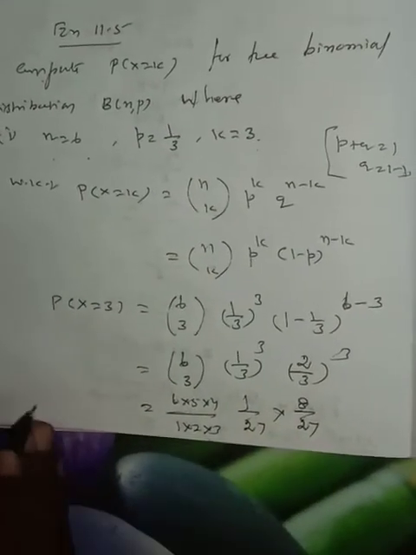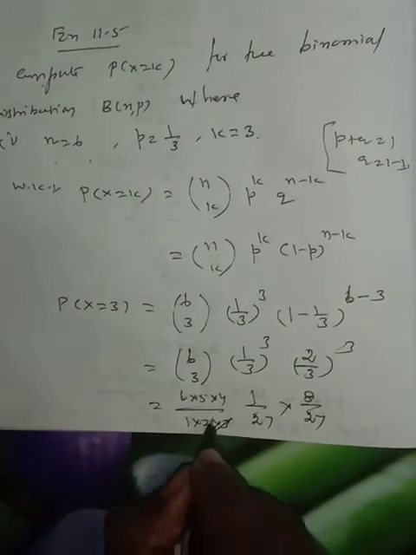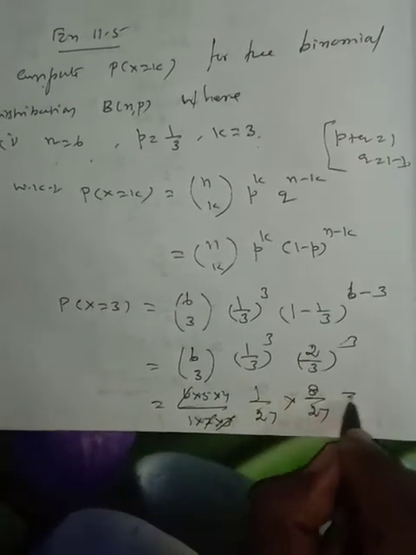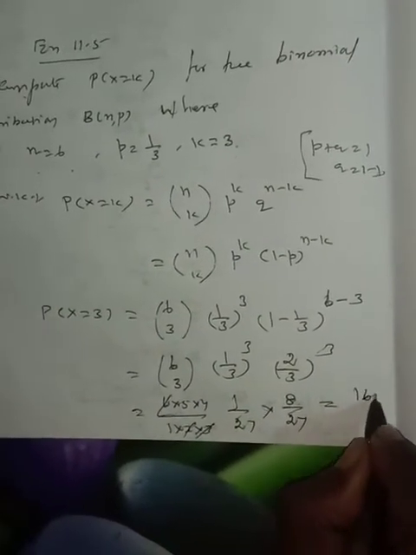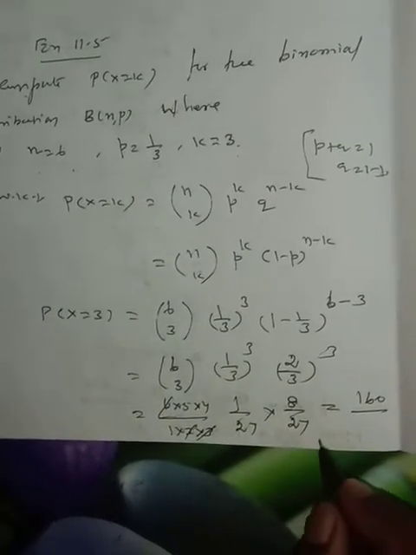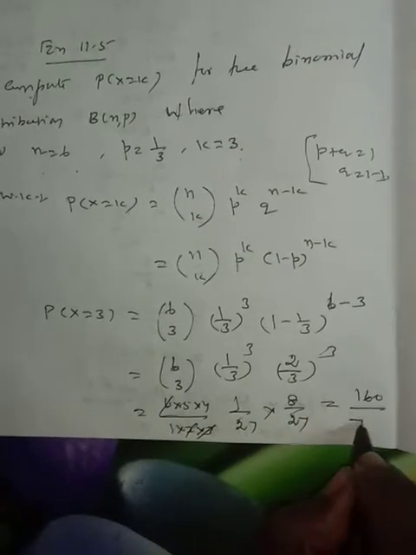8 by 27. Now, 20 into 8 is 160, divided by 27 into 27 is 729.